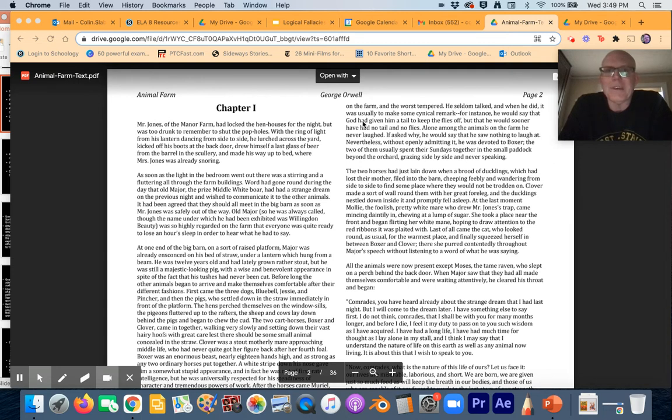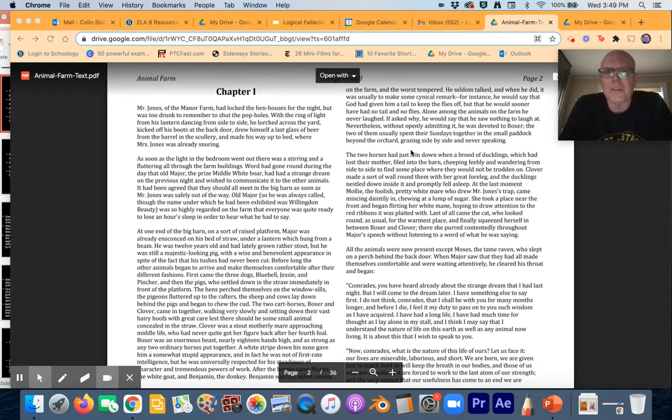For instance, he would say that God had given him a tail to keep the flies off, but that he would sooner have had no tail and no flies. Alone among the animals on the farm, he never laughed. If asked why, he would say that he saw nothing to laugh at. Nevertheless, without openly admitting it, he was devoted to Boxer. The two of them usually spent their Sundays together in the small paddock beyond the orchard, grazing side by side and never speaking. A paddock is a fenced in area, so they have their own little area.